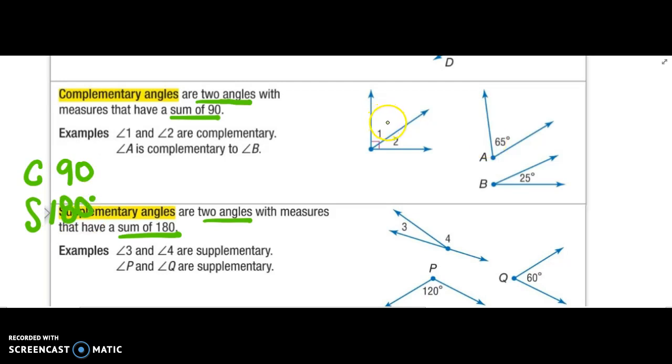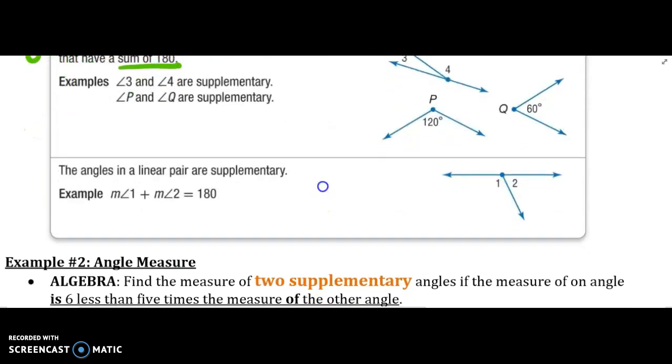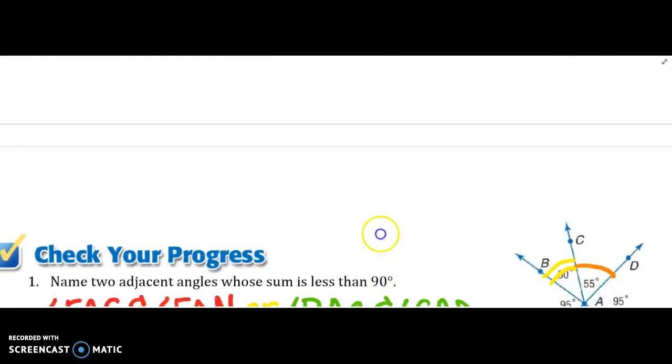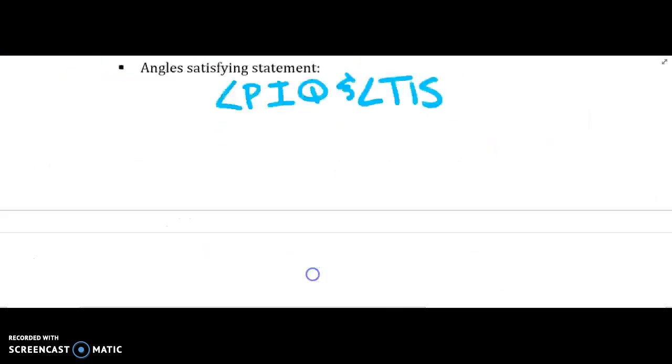They can be beside each other. They don't have to be beside each other. So you might know they add up to 90 because of the box, or you would know because of the degree. For supplementary, they could add up to 180, or they add up to a line, so you know 180. And then this says that linear pairs are supplementary. Well, we already talked about that, right? Because linear pairs form a line, and a line has 180 degrees.